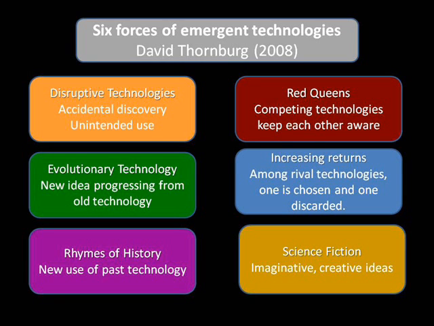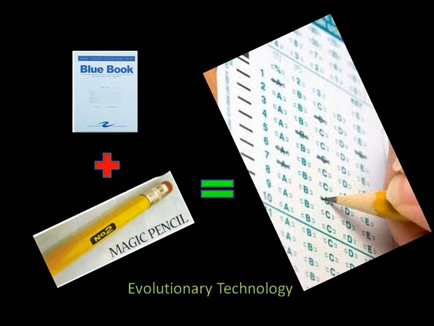In addition, Thornburg describes 6 forces that drive the use of technologies. A review of these forces helps us to understand the popularity of the Scantron form. The popular Scantron form evolved from the optical scanners, lead-based number 2 pencils, and the blue book. The synergy of these earlier technologies made machine grading of examinations a reality.